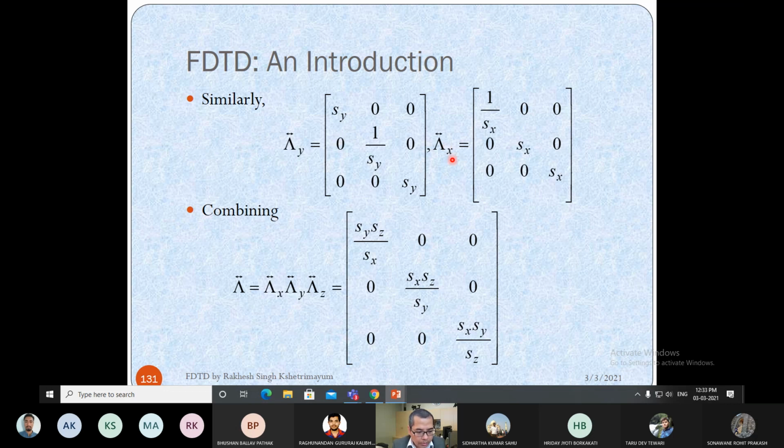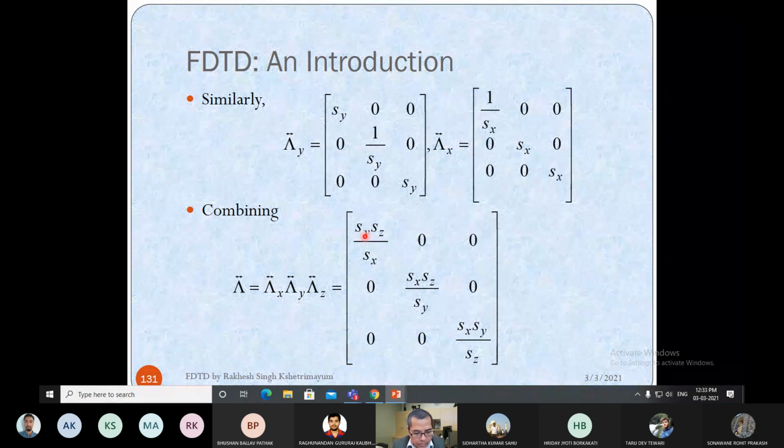So I define lambda as the product of lambda x, lambda y, and lambda z. When I multiply all these matrices, what I get is Sy Sz divided by Sx, Sx Sz divided by Sy, then Sx Sy divided by Sz. In that case, I will be able to attenuate the wave in any arbitrary direction. I want to attenuate the wave in the x, y, and z directions, so I have taken lambda x, lambda y, and lambda z. When I multiply all three, I will be attenuating the wave along x, y, and z. So this is the lambda parameter I should take.